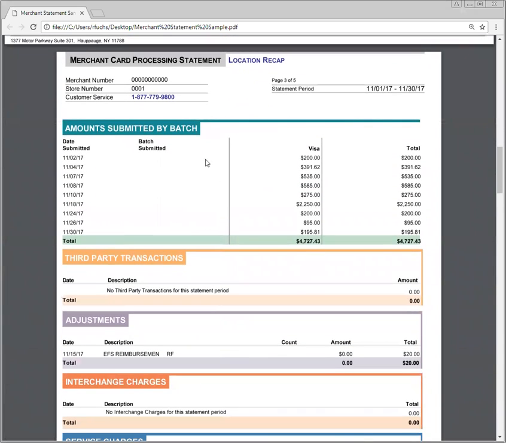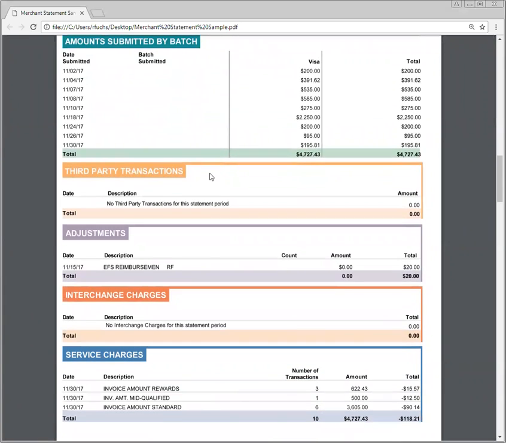Moving on to the next page, the next section is amounts submitted by batch. This section breaks down each batch by card type. Moving on from there, the next section is third-party transactions. This section will show you any American Express transactions. It does not show you any associated fees or deposits, as they are all handled via American Express directly.